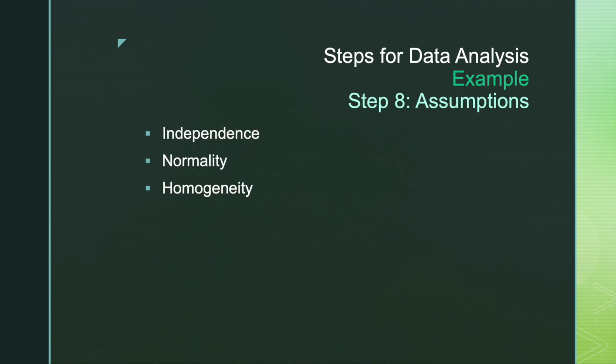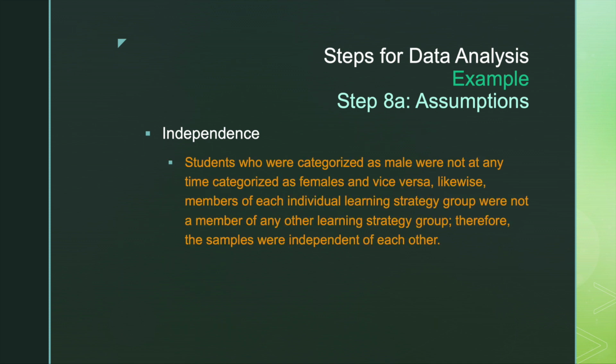Step 8, we have to go over all of the assumptions before we're allowed to perform the two-way ANOVA. So we will start off with independence, followed by normality, and then homogeneity. For the assumption of independence, we have that the levels of the independent variable must be independent from one another within each independent variable, not between the independent variables.